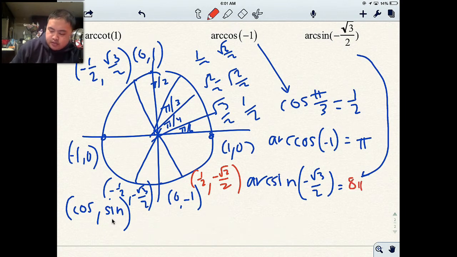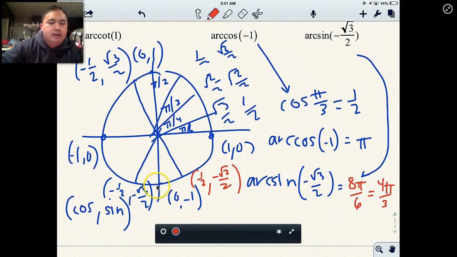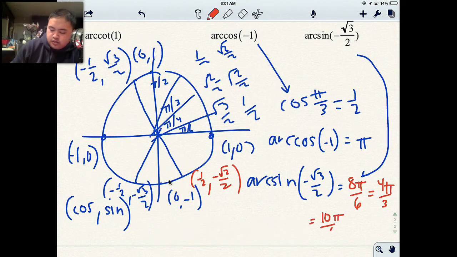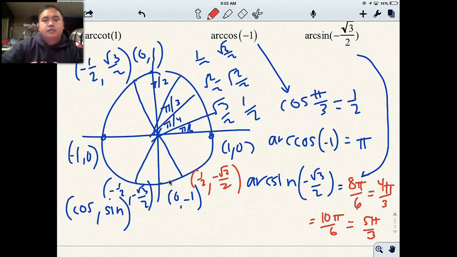8 pi over 6 reduces, so that answer is going to be 4 pi over 3. Then, this is going to be 9 pi over 6, and this one's going to be 10 pi over 6. And 10 pi over 6 also reduces, so my two values are 5 pi over 3 and 4 pi over 3. So, that's how you find arc sine, arc cosine without a calculator, using your unit circle.